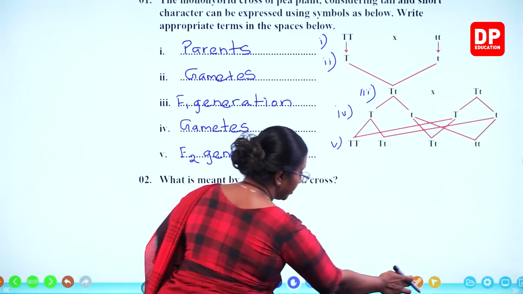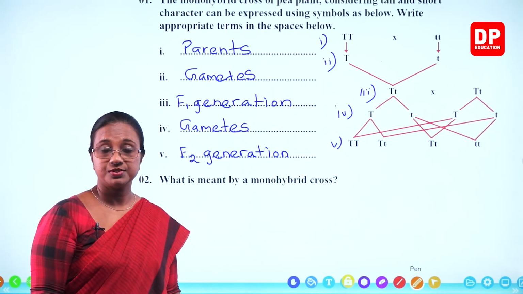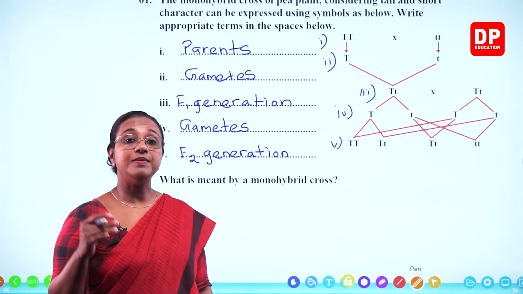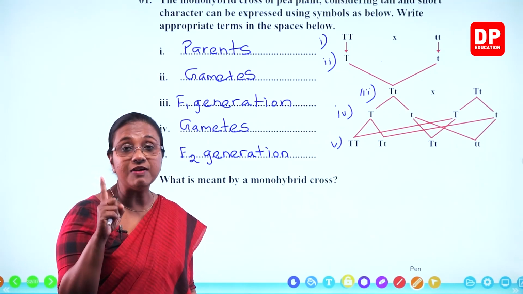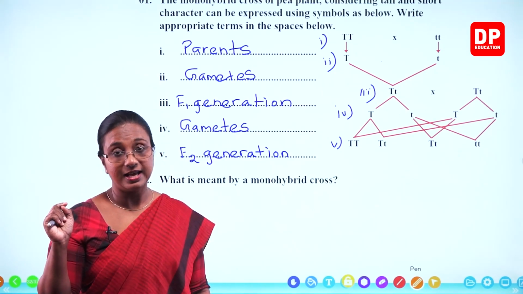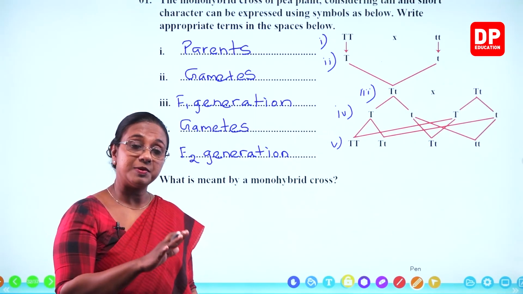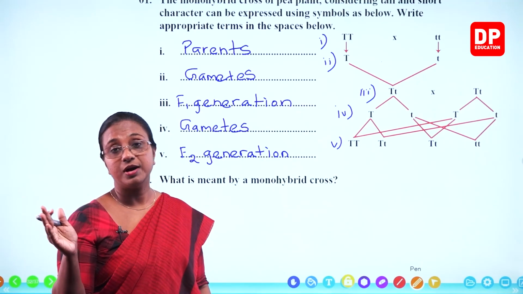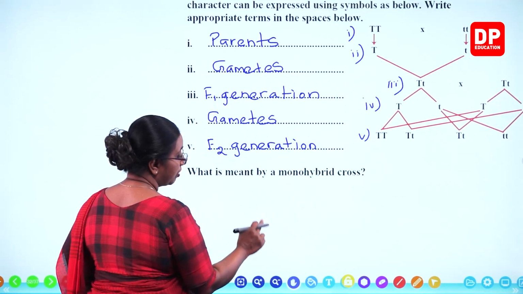Then, the next question, what is meant by a monohybrid cross? What is a monohybrid cross? Cross between organisms considering only one character at a time. For example, height of plant is a character. It can be tall or short. If you consider only that, that is a monohybrid cross. So what is meant by a monohybrid cross?